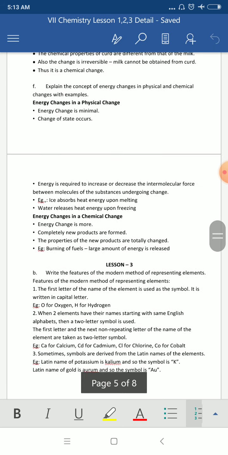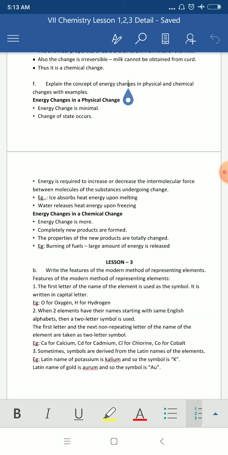Now you have to explain the concept of energy changes for both physical and chemical with an example. Okay, so first one, characteristics. The energy change is minimal for physical change. Only the change of state occurs. Then example, the ice absorbs heat upon melting. This energy is required to increase or decrease the intermolecular force between the molecules. So the energy which is absorbed is used to increase or decrease the intermolecular force. So ice absorbs the heat energy upon melting. Water releases heat energy upon freezing.